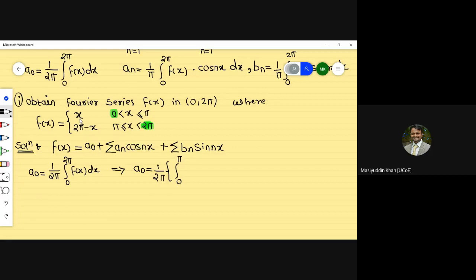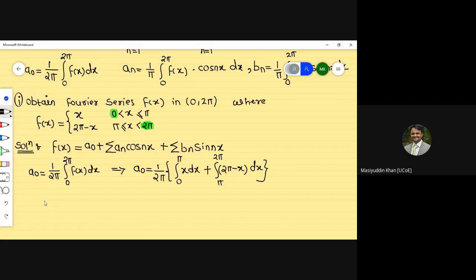From 0 to pi, f of x is what? x. So we have to write x dx, plus the second part is pi to 2 pi, and at that time the function is 2 pi minus x. So 2 pi minus x dx. So we substituted the value of the function only. Now we have to integrate this part only.